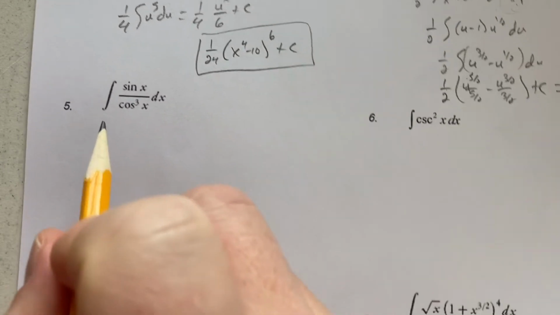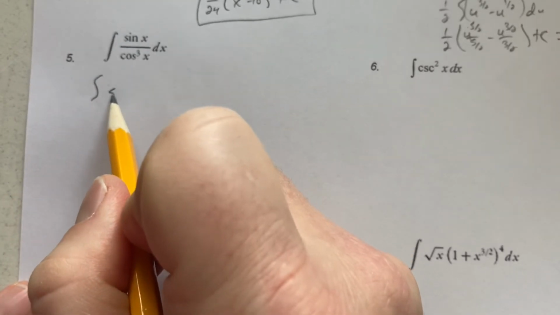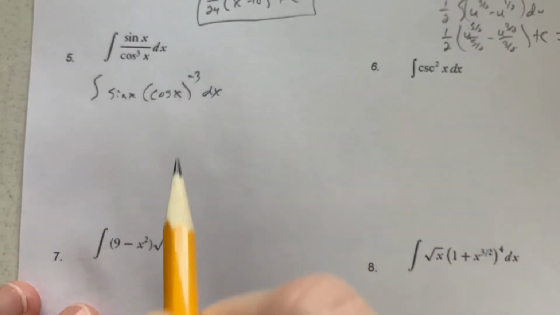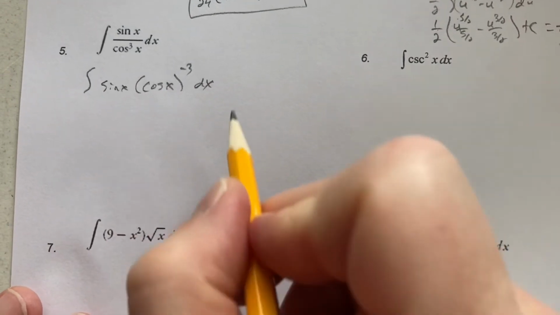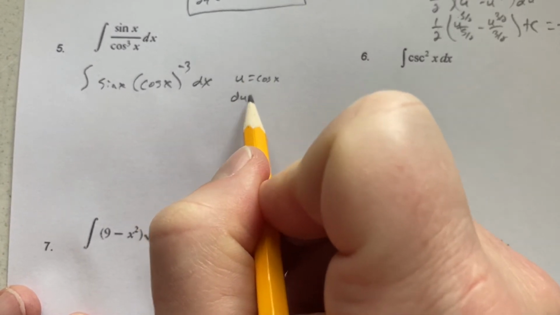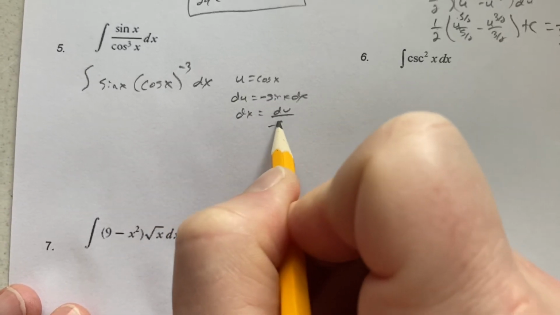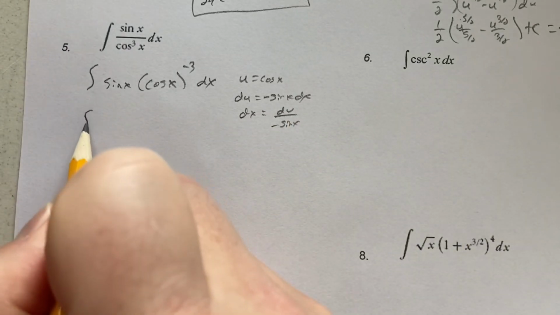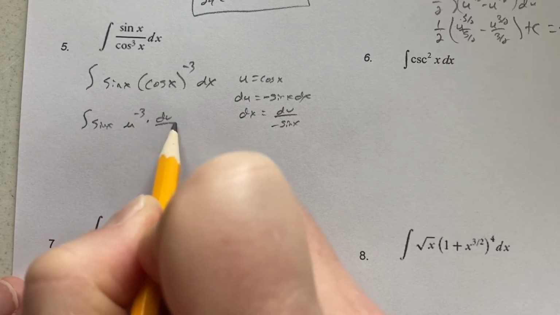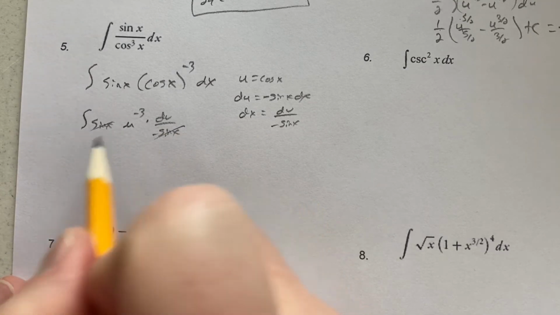The trick on number 5, I think, there's a couple ways you can approach it, but the one that makes the most sense to me is to bring this cosine up to the -3 power. Because now I see cosine inside of that -3. I'm going to do a u sub with cosine as u, which means du will be negative sine x dx. dx then will be du over negative sine x. Okay, come back over. We're going to have sine x times u to the -3 power times du over negative sine x. So this sine x cancels that sine x. The negative comes out.